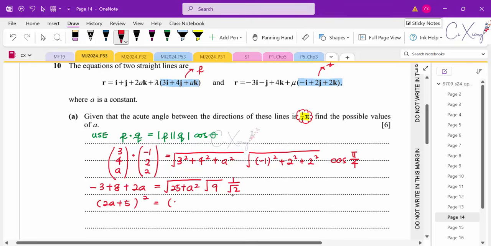After I square this, I'm having 25 plus a squared. Square the square root 9, you are having a 9. Square this one, you are having a half. Okay, then expand the square on the right. Okay, then simplify what I have on this part. So multiply in the 9. So I'm having 225 plus 9a squared.